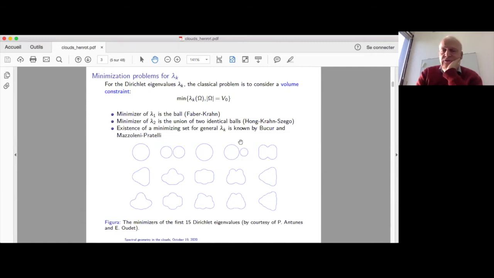And then after lambda 4, you have shapes which are no longer disks or unions of disks, and this has been proved actually by Amandine Berger, who was a student of Edouard Oudet and Bruno Colbois. So you have different shapes, whatever they are, and people are a little bit surprised and interested in the shape which minimizes lambda 13, which is this one, which appears to be non-symmetric. While we expected that shapes would always be symmetric, this is not the case. Okay.